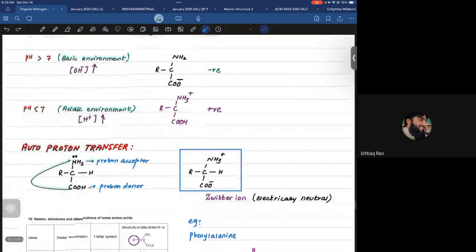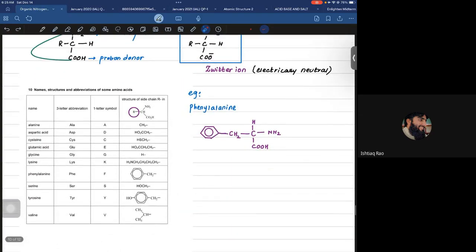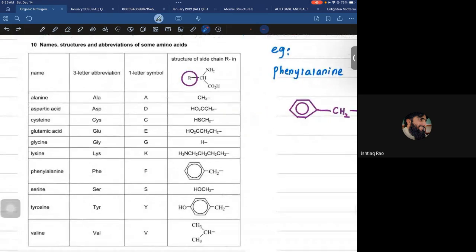Then multiple amino acids exist. We have alanine, aspartic acid, cysteine, glutamic acid, glycine, lysine, phenylalanine, serine, tyrosine, valine. Basically, it depends on the R group. If you attach CH3 over there, it would form alanine. If you attach this over there, it would form aspartic acid. The rest of the molecule would remain the same, you can only change the R group. So by changing the R group, you would be forming different amino acids.